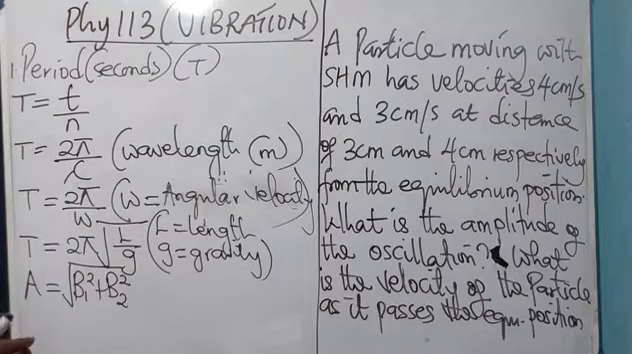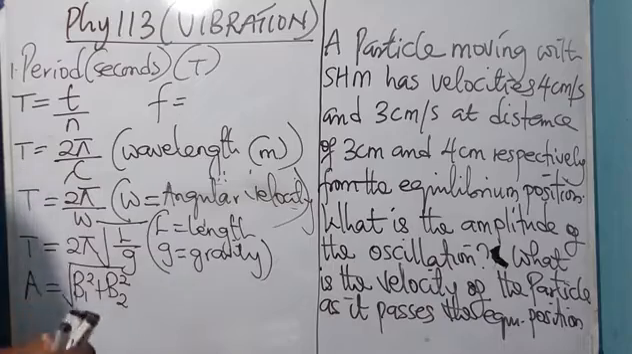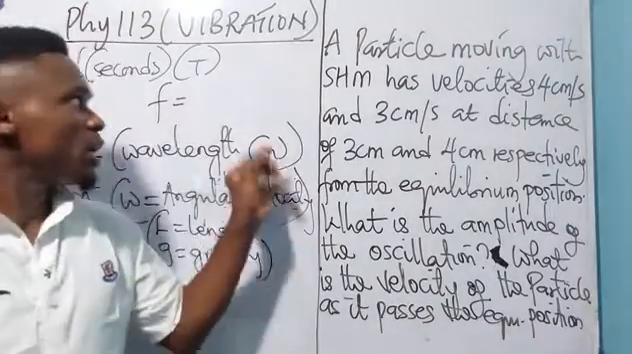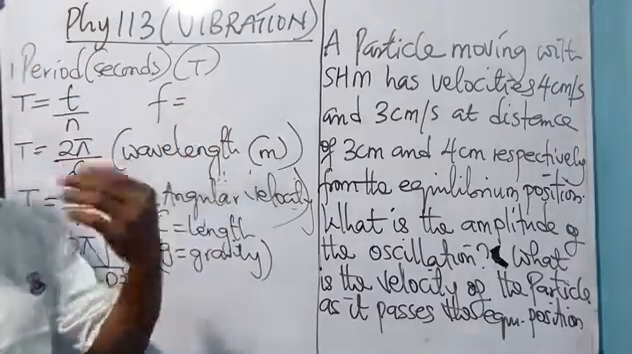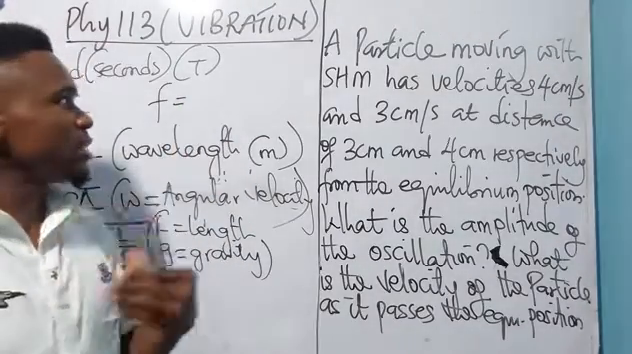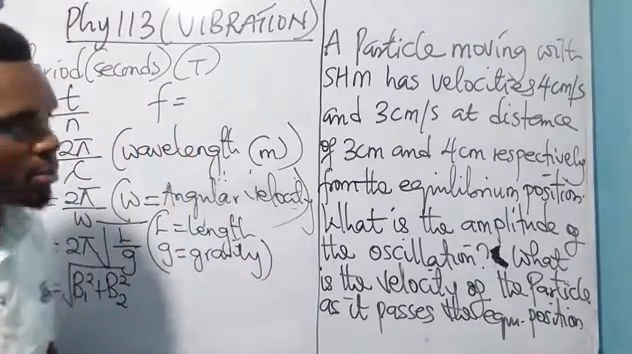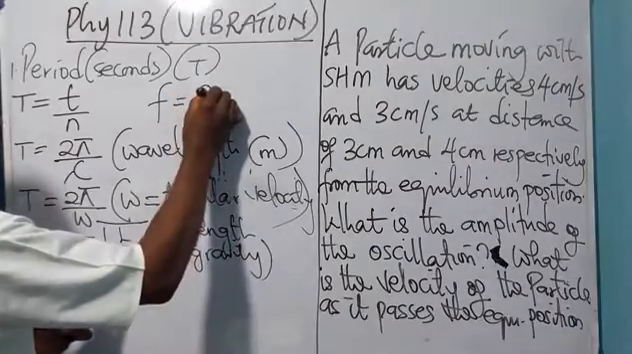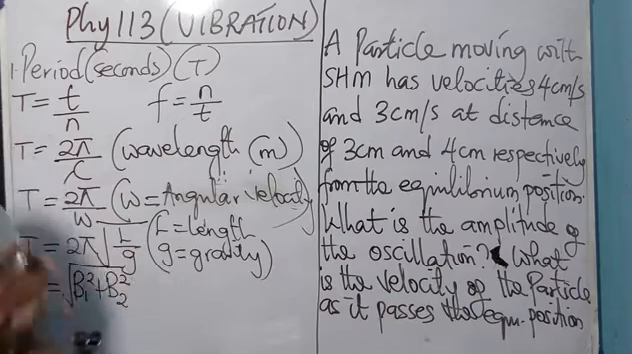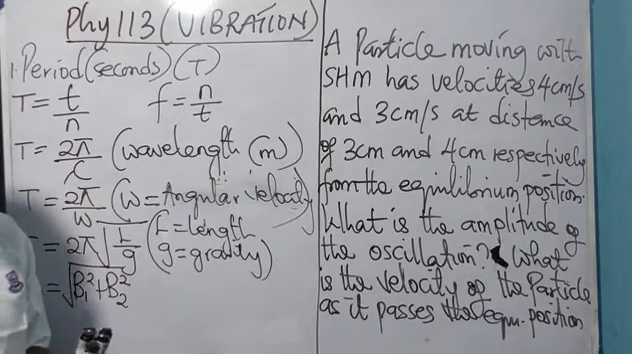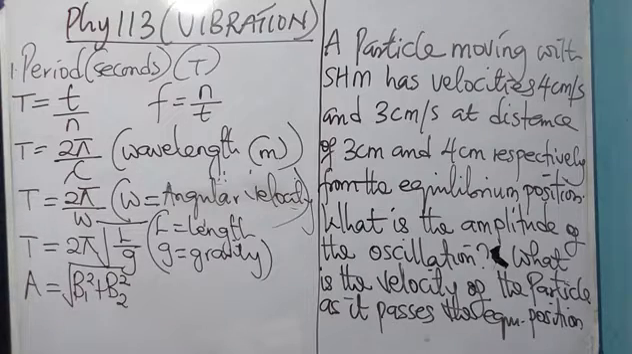Now you also have frequency. Frequency means the number of oscillations a body covers per unit time. It means the number of oscillations that a body covers in 1 second. It means the number of oscillations over time. N denotes the number of oscillations, and t means time. Do not forget that. It is very, very important.